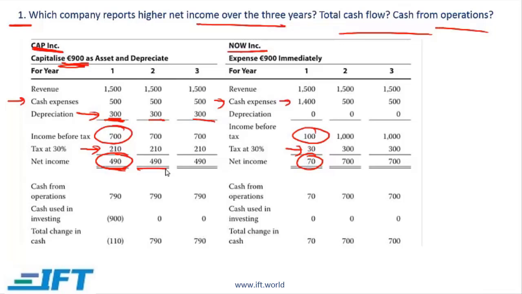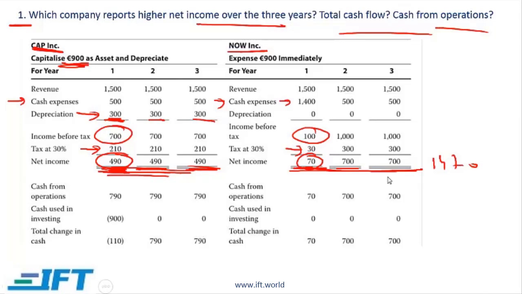What about over the 3 years? If you take numbers over the 3 years, 490 plus 490 plus 490, so in both cases, the numbers over the 3 years will be the same. Here you have 70 plus 700 and 700, so you are going to have 1470 in both cases. But when you take time value of money into account, then this would be better. But accountants who don't worry about time value of money will say that we have the same situation.